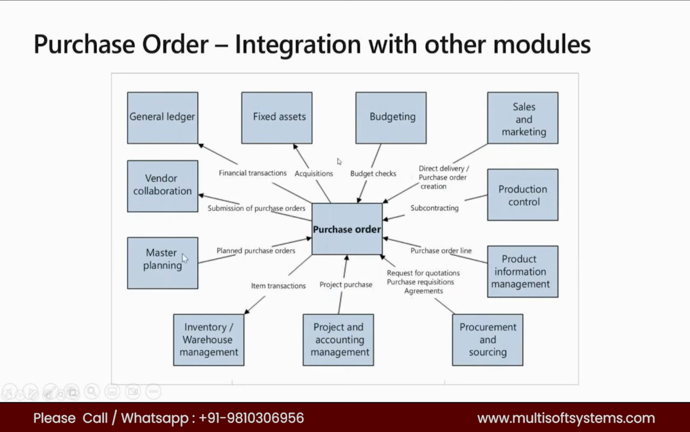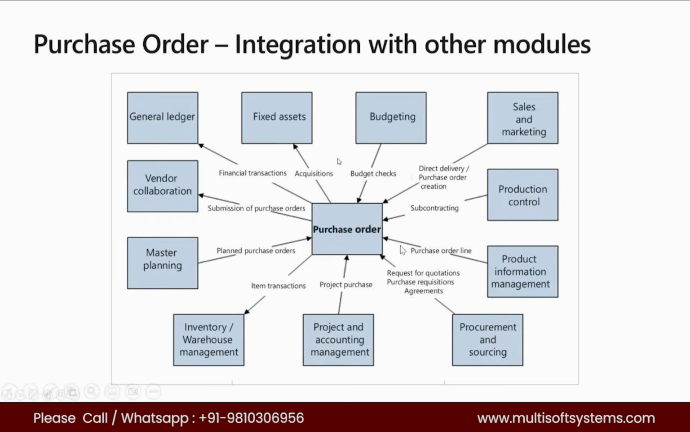And master planning: if you set a benchmark that 100 should be maintained within my warehouse, and you give that command to the system, and the stock falls below it, then master planning automatically creates a purchase order. It gives the command to the purchase order to generate automatically for this vendor that we will be configuring in the system. Understood. So the arrow mark defines how it is related.